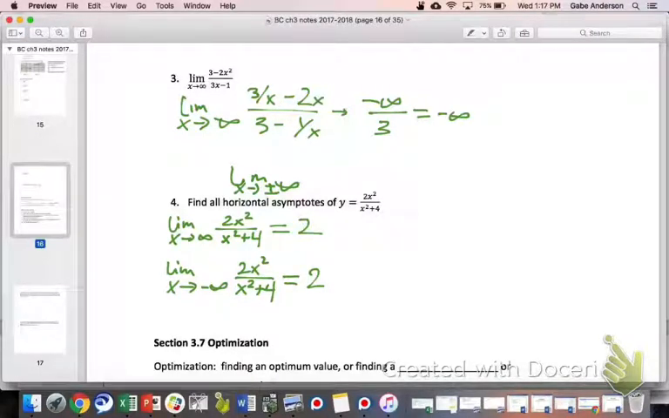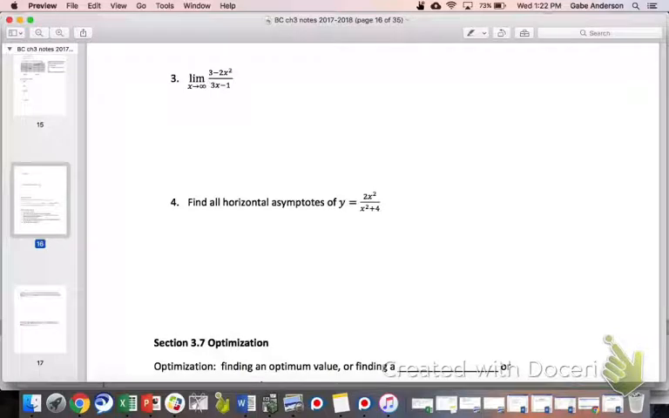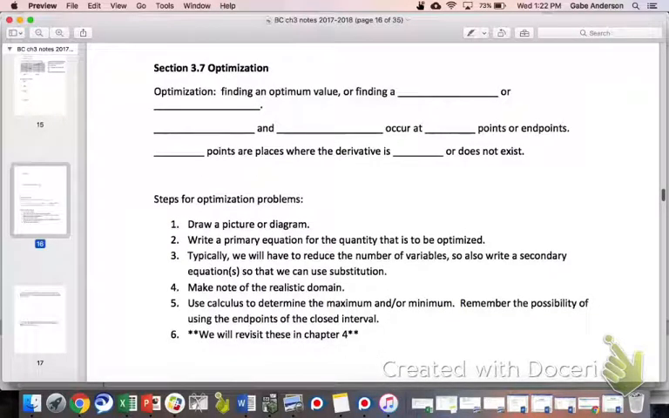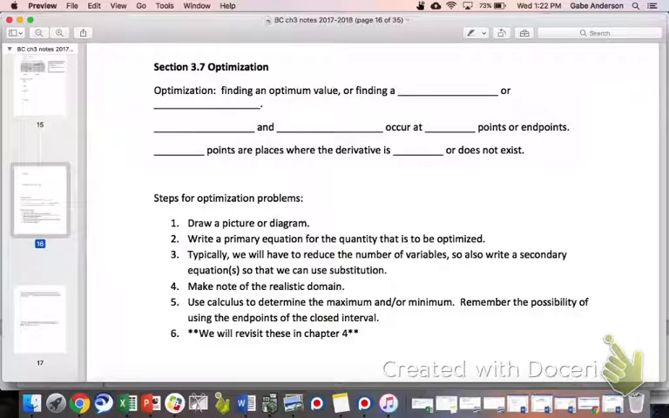Do you guys have any questions before we move on? Final topic of the day, I would believe. Think so? Yeah, probably. Okay, so let's take a look at it. Optimization. Optimization is essentially taking all the stuff we did in 3.3 and 3.4 and trying to apply it to somewhat real-world scenarios. So let's review some stuff here before we jump in.